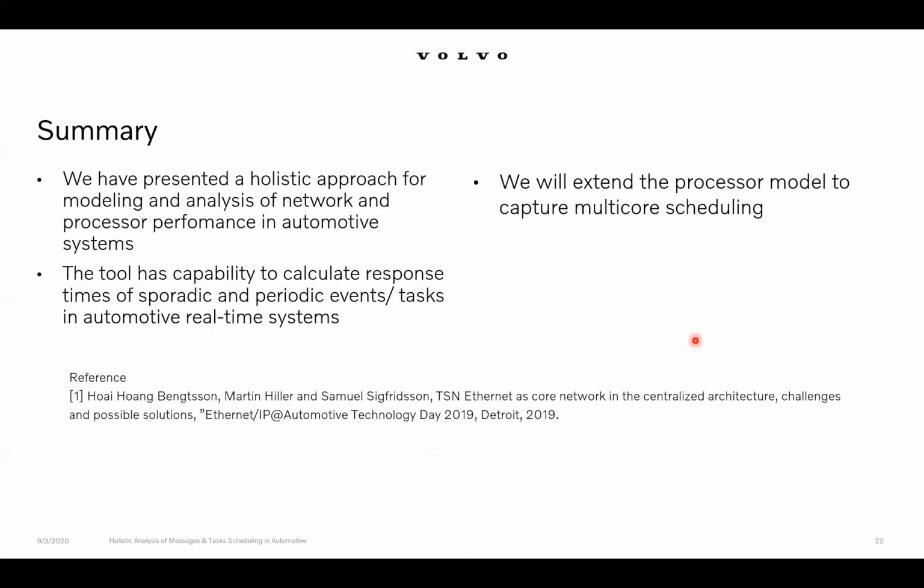We could extend the processor model to capture multi-core scheduling. We could change the clock resolution in the system. Now we have only 1 microsecond, but we could change that number. We can also add some jitters in the system as well.